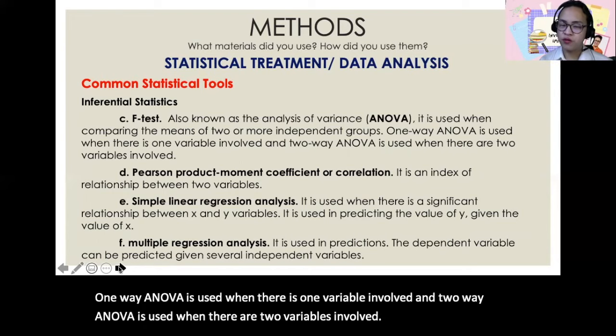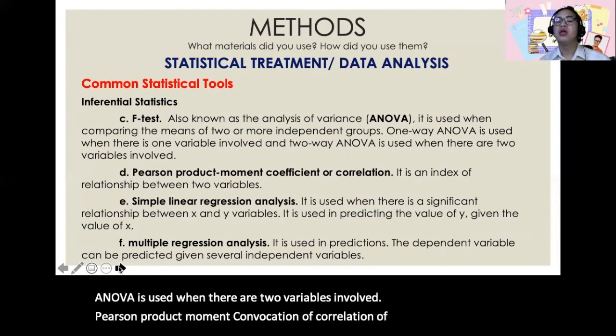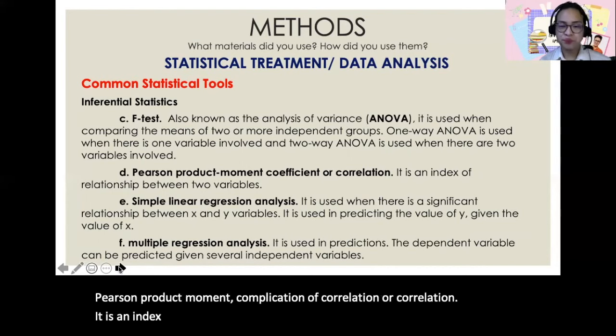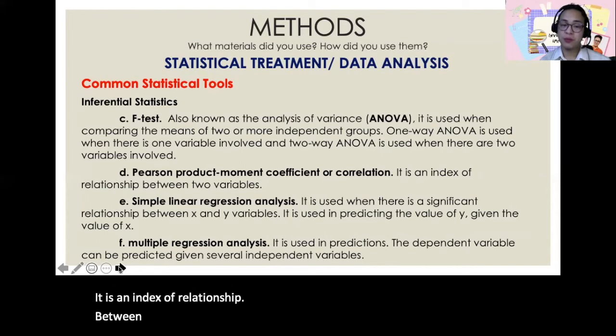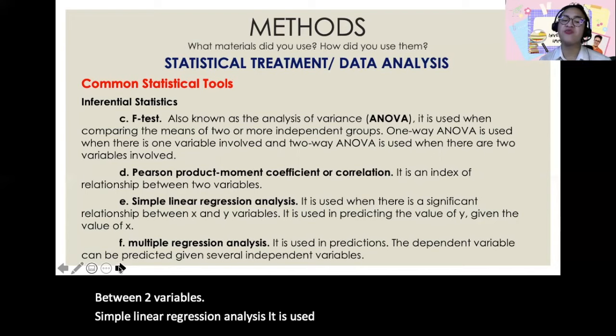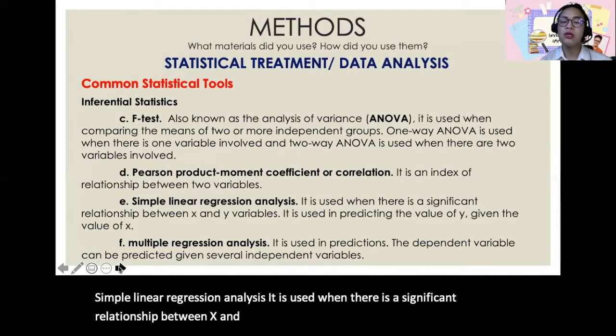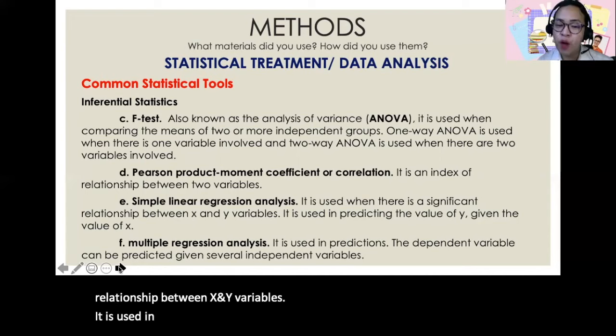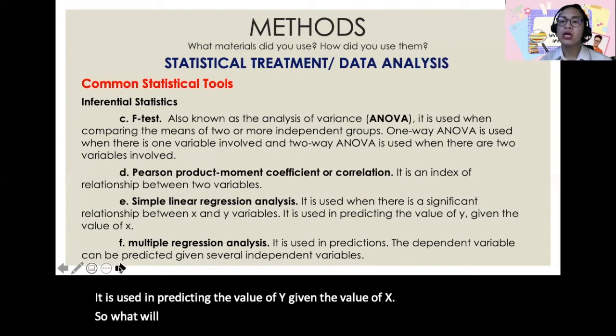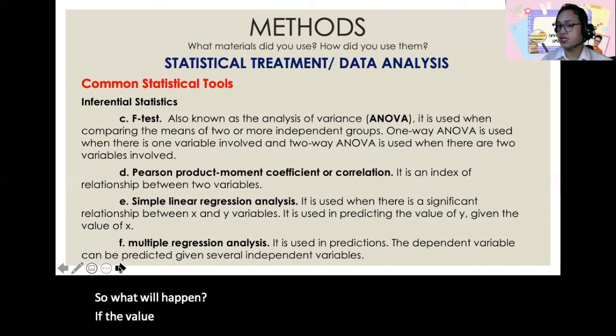Pearson product moment coefficient of correlation. It is an index of relationship between two variables. Simple linear regression analysis. It is used when there is a significant relationship between x and y variables. It is used in predicting the value of y given the value of x. So what will happen if the value of y increases to the value of x? Will it also increase or decrease?